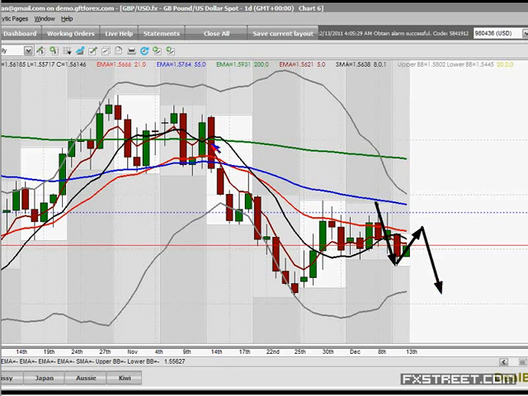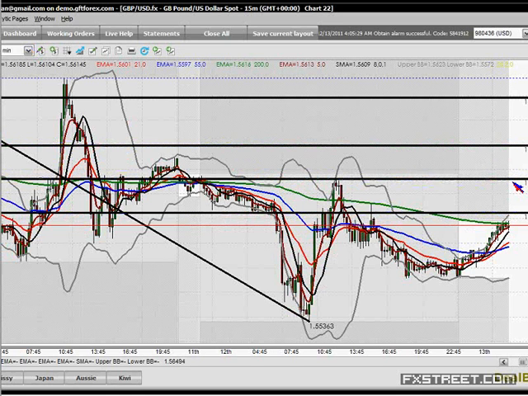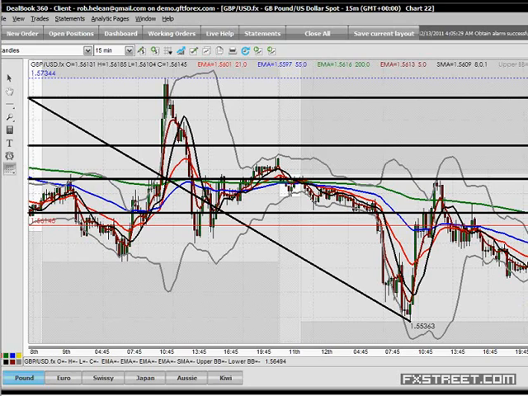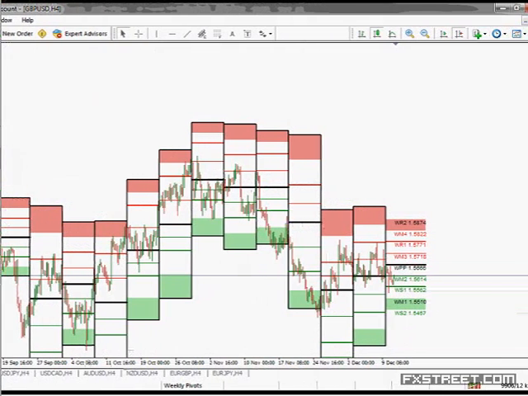Okay, so that's my trade plan on the pound is somewhere up around probably 156.40 to 156.60. Now, what's our pivots telling us anything? 156.60 is our weekly central.